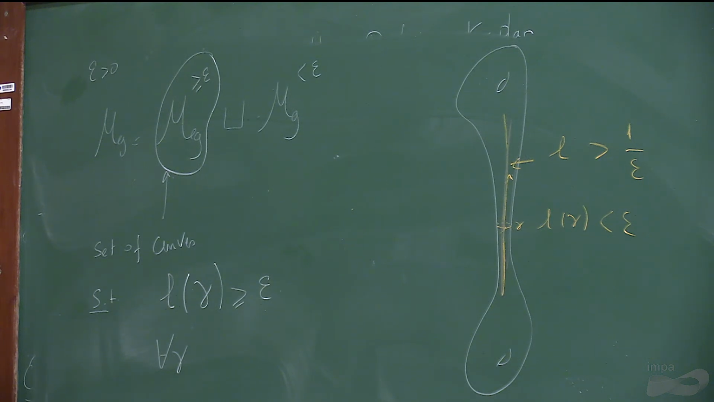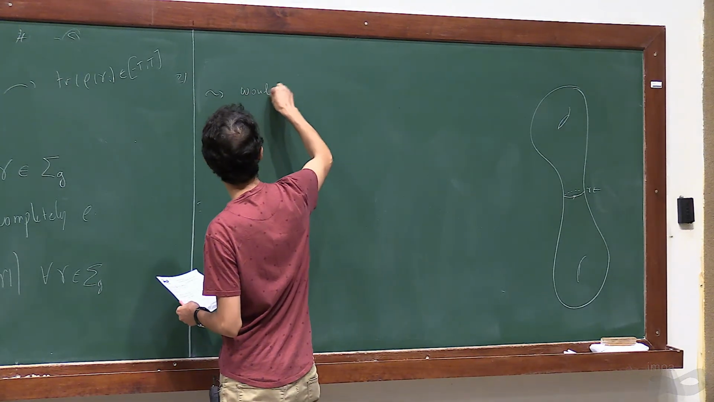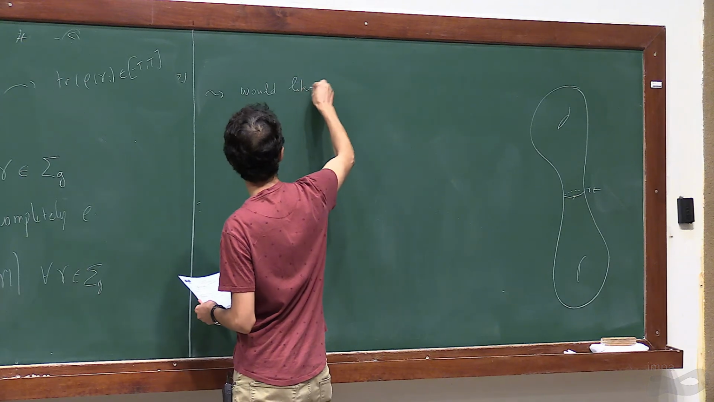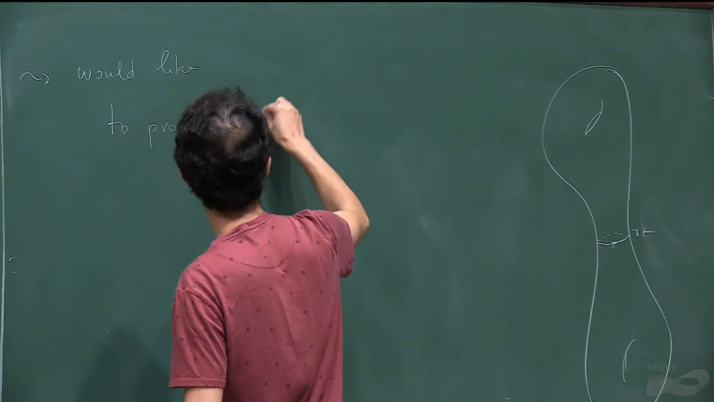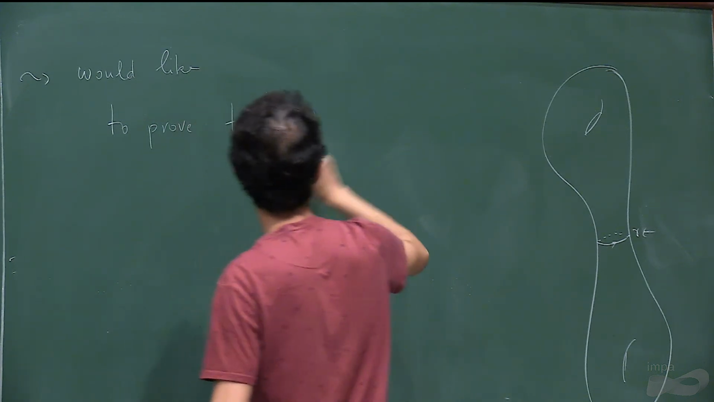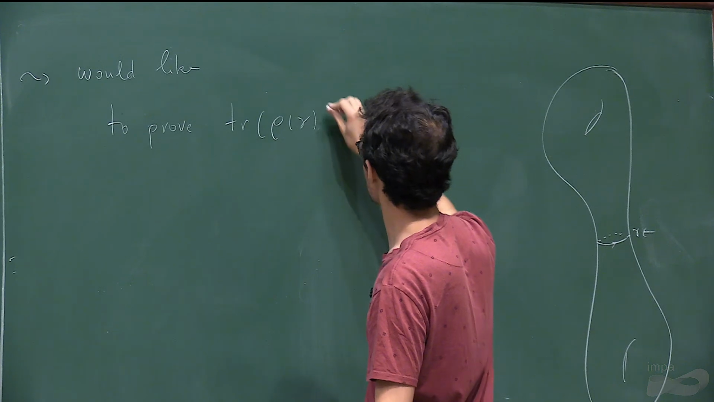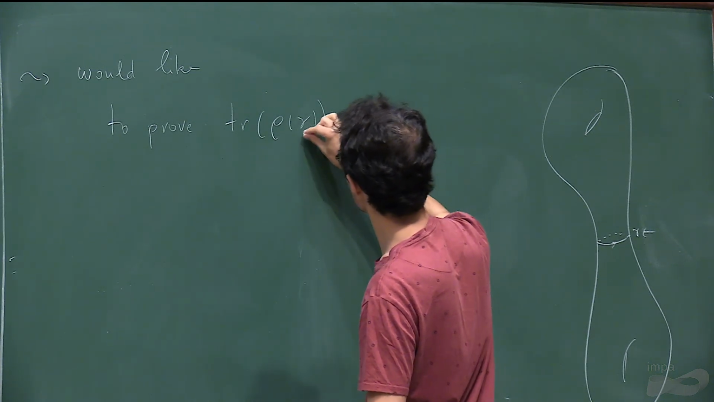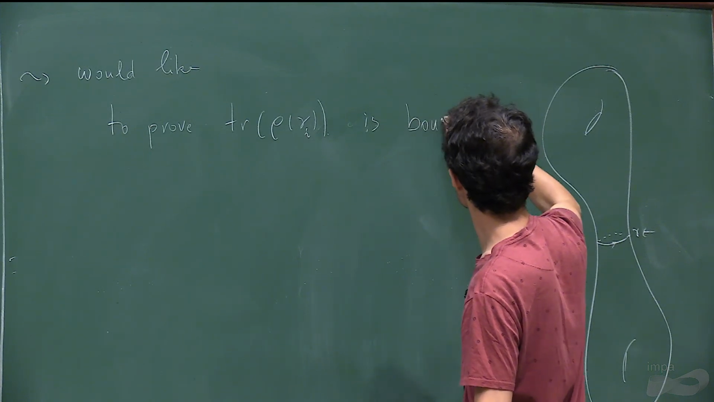So here we still would like to prove that the trace of rho gamma acting on A, the trace of rho gamma_i for a set of Procesi generators, is still bounded.